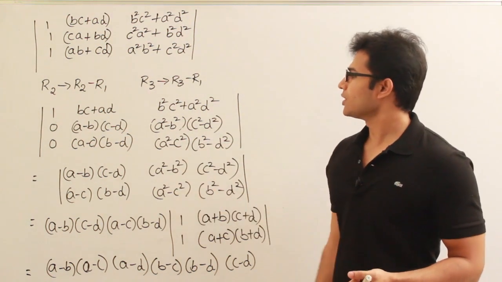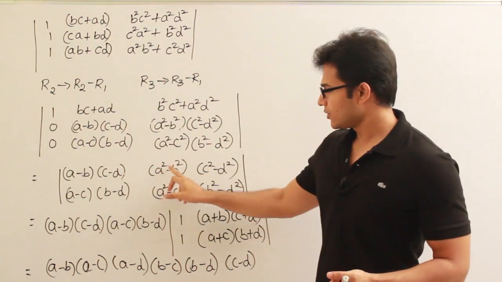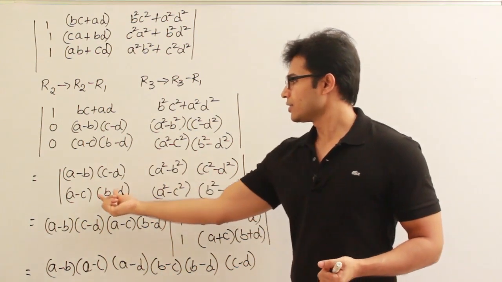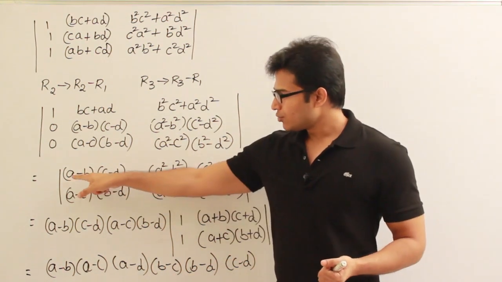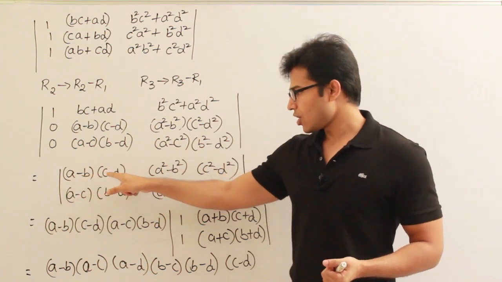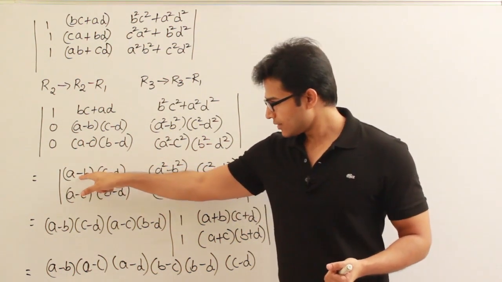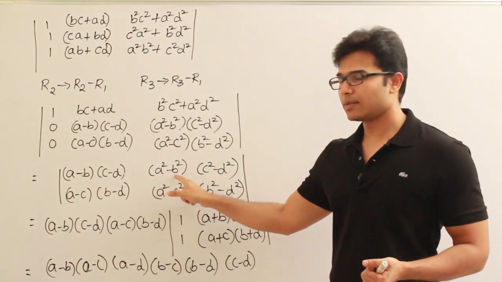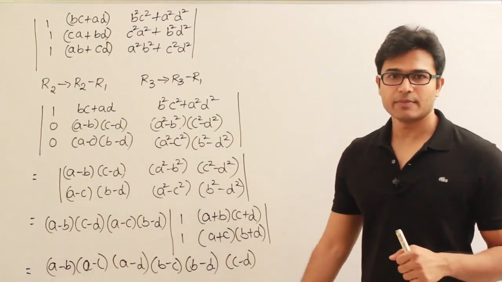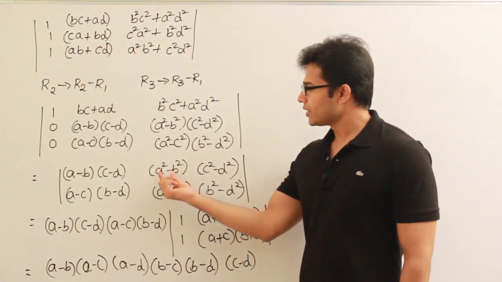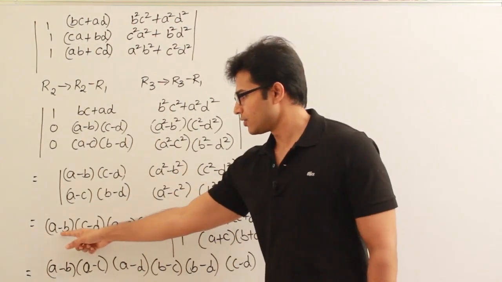Now if you observe these four elements, this is one element, these two are combinedly one element, this is one element, and this is one element. And if you observe this, I can pull out a minus b as common from the first row, because here there is a minus b and here also there is a minus b, because a square minus b square can be written as a minus b into a plus b. That is the reason. So I have pulled it out.